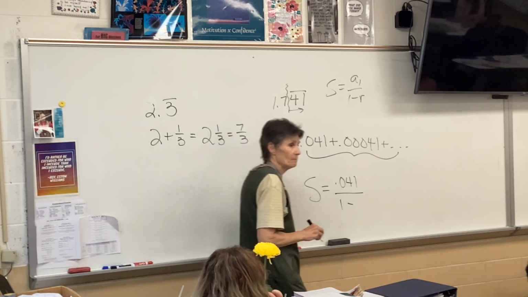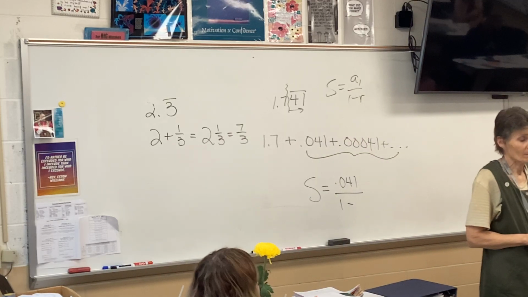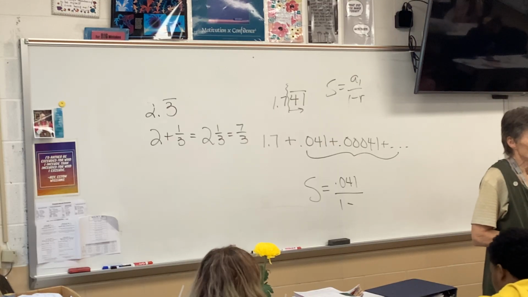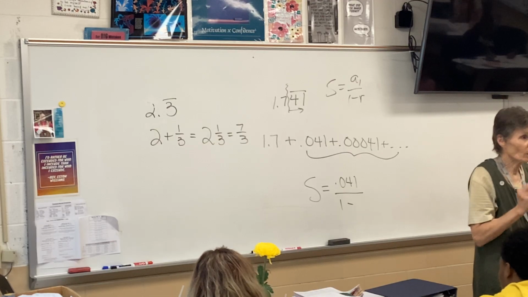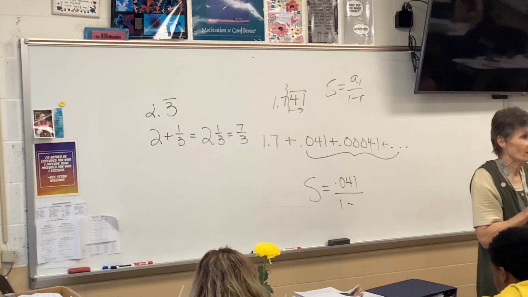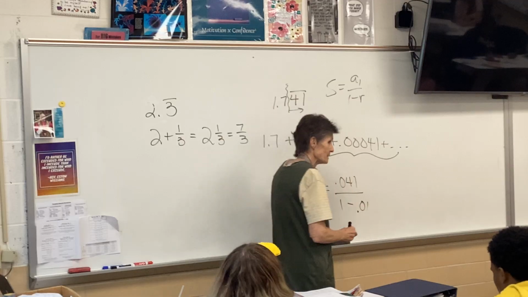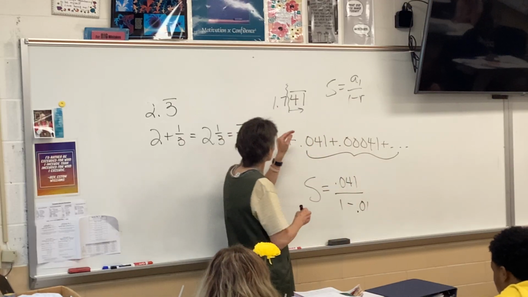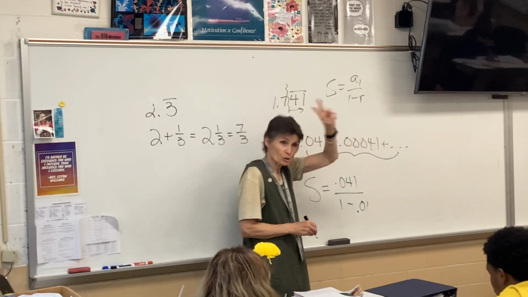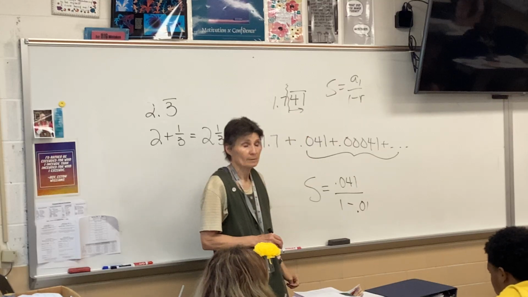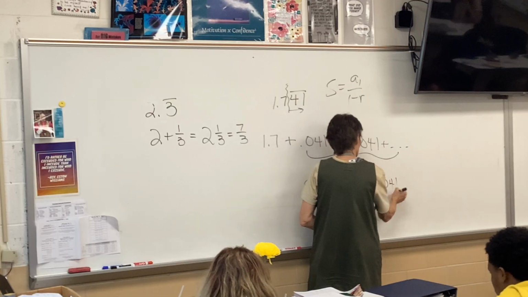Alright, let me say this once again. How many decimal places are repeating? 2. When 2 decimal places repeat, your ratio is 0.01, 1/100. When I say decimal places repeating, doesn't this number mean 41, 41, 41, 41? That's 2 numbers repeating. That's 0.01 for the ratio. What is 1 minus 0.01? 0.99.